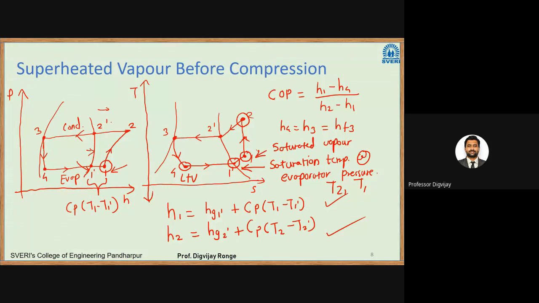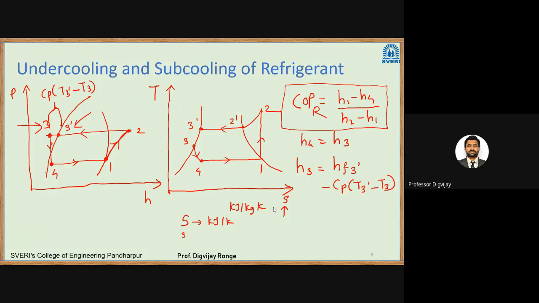Then we have this formula for COP. In this case, H1 and H2 we cannot directly calculate from the refrigerant chart, so for that we need these two formulas. H1 is equal to Hg1 dash, that is the enthalpy at this point 1, plus Cp delta T. Similarly for H2.